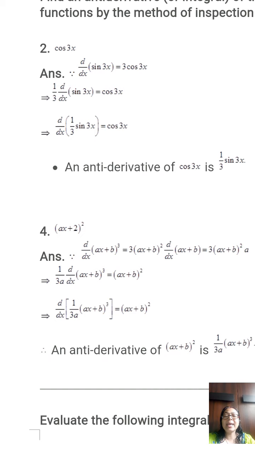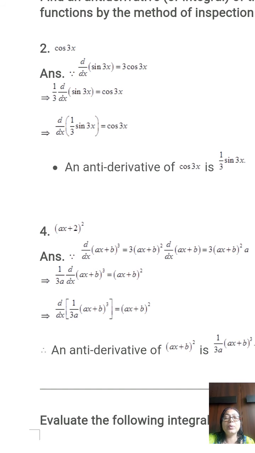Next part is (ax plus b) whole square. Here we know that the derivative of x cube is 3x square. So if we consider something like x cube, that is (ax plus b) whole cube, obviously this square part will come. That means the derivative of (ax plus b) whole cube is thrice (ax plus b) whole square. Then according to the chain rule, the derivative of ax plus b once more will come, which is a. So 3a into (ax plus b) whole square.